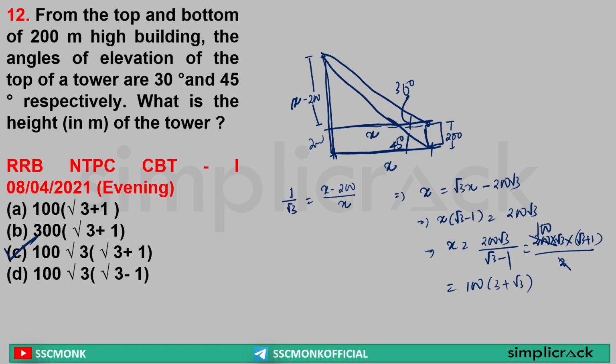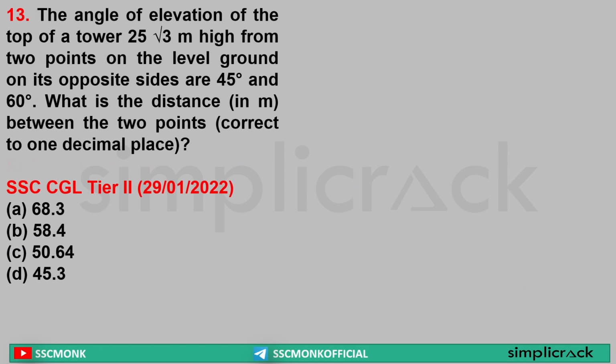Clear? Basic things. You just need to put it in the right words. Next. The tower is 25 root 3 meter high. From two points on the level ground on its opposite sides, the angles of elevation of the top of the tower are 45 degrees and 60 degrees. What is the distance between the two places? Now this is an interesting question. You need to understand. The tower length is 25 root 3 meter.